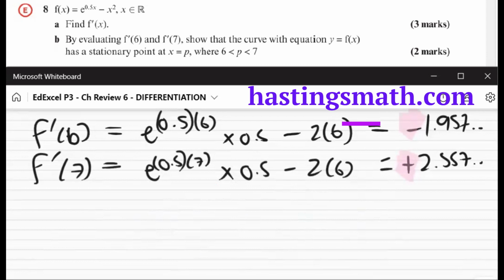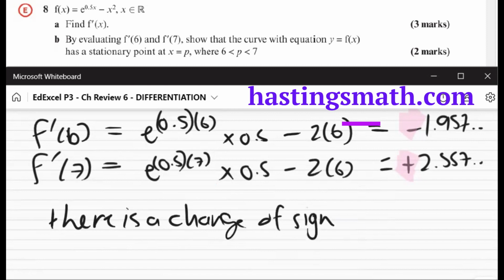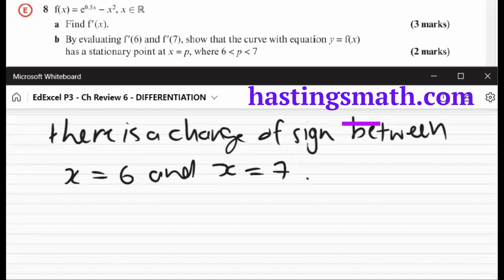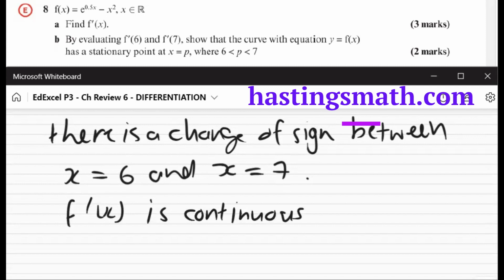So for the full proof, you have to say there is a change of sign between x equals 6 and x equals 7. They also want you to state that f dash of x is continuous, so there are no breaks in it. Assume this, and then therefore, by evaluating, the curve has a stationary point at x equals p. So somewhere in the middle there'll be a stationary point, between 6 and 7.